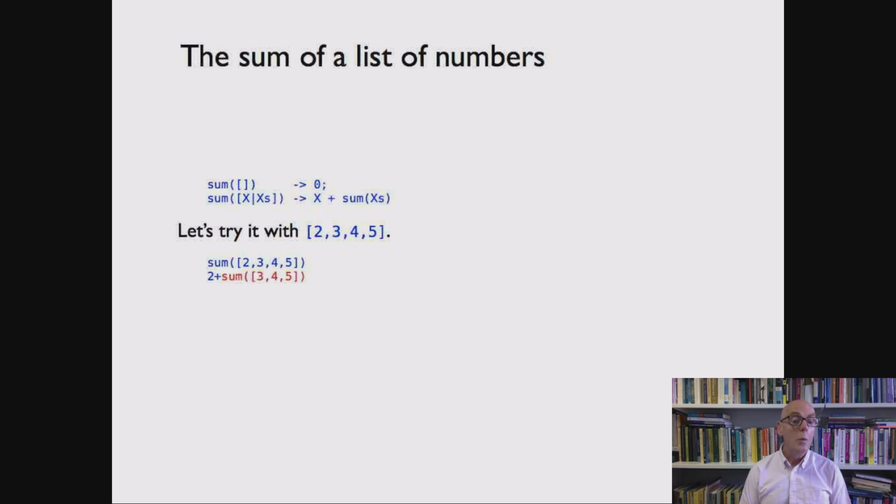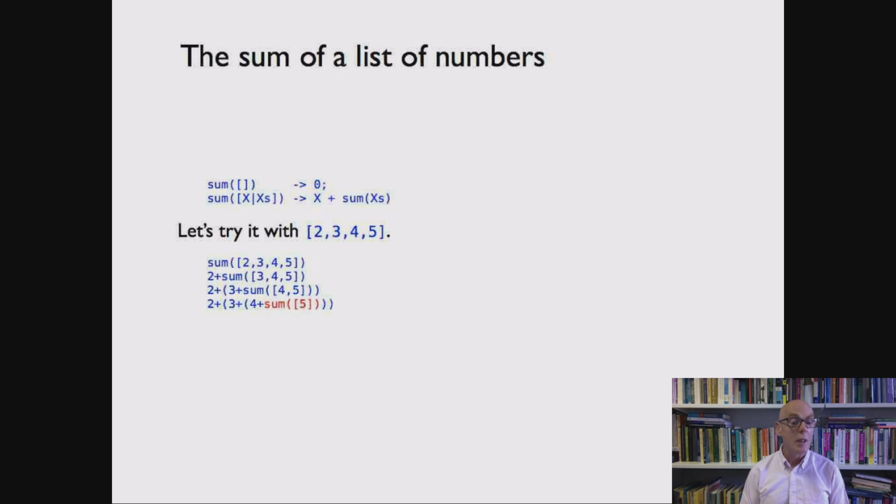Now, we haven't got the answer yet because we don't know the sum of 3, 4, 5. So let's work that out. Again, the second clause tells us it's 3 plus the sum of the list 4, 5. Again, we have to find that sum of the list. So the sum of the list 4, 5 is 4 plus the sum of the singleton list, the list with just 5 in it. And again, that still matches the second case there. So in this case, x is 5 and x's is the empty list.